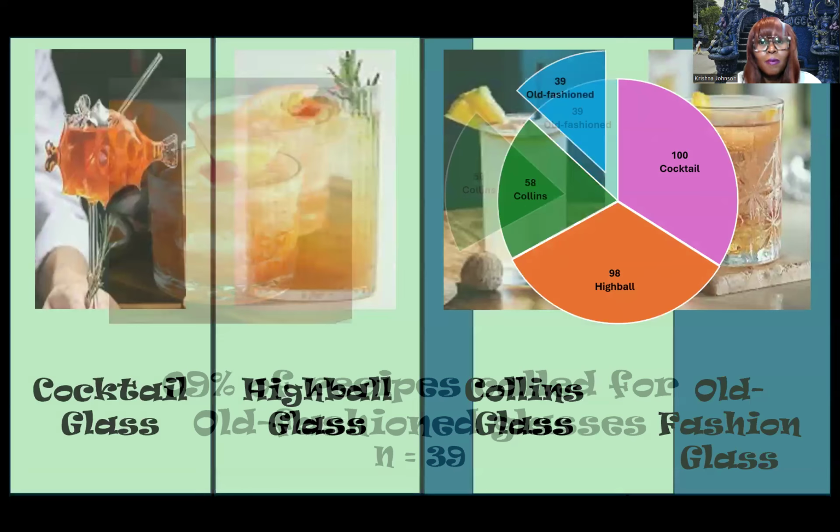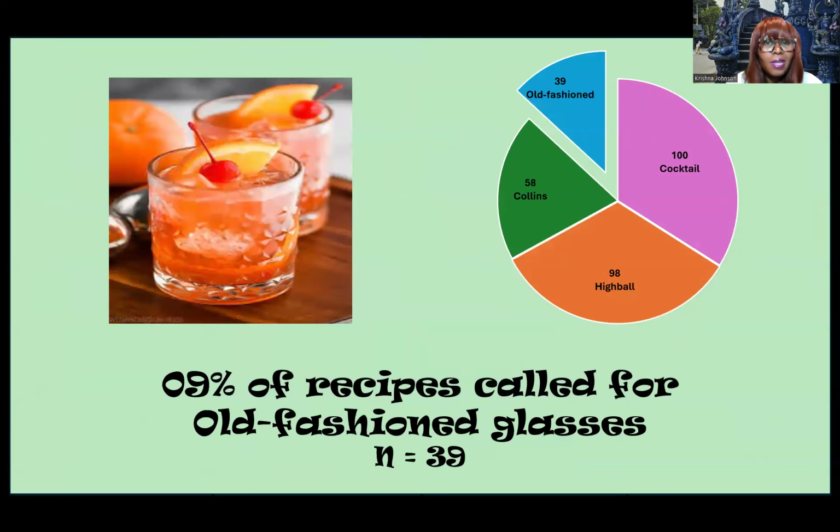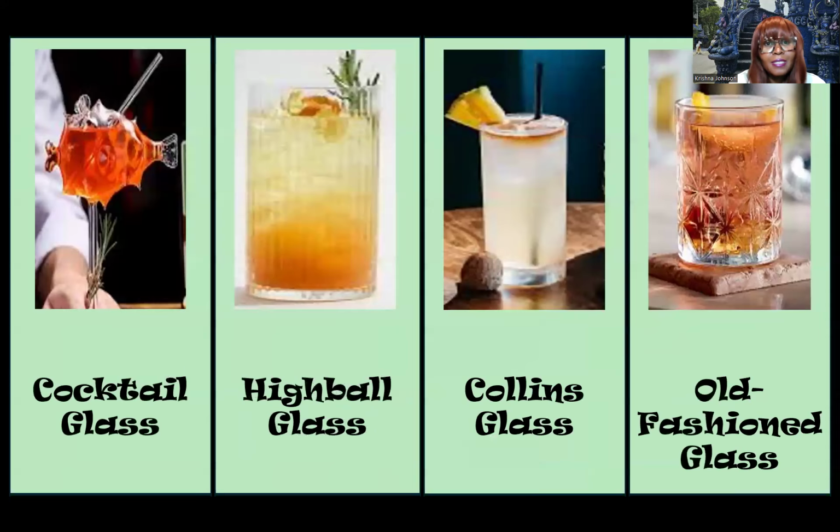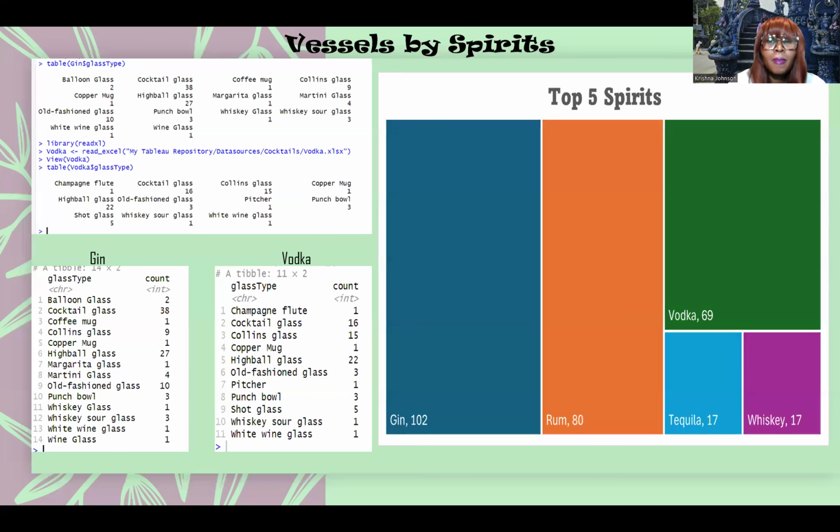Rounding us out in the top 4 is our old fashioned, only at 9%, but still 39, which is a large number compared to all of the other glasses in our category, because as we just saw, the majority of them are under a count of 8. So our top 4 vessels.